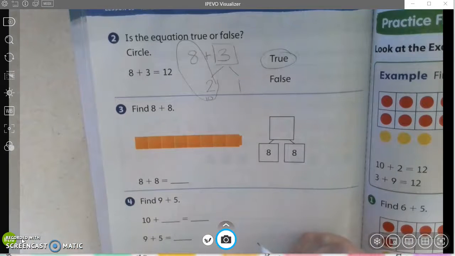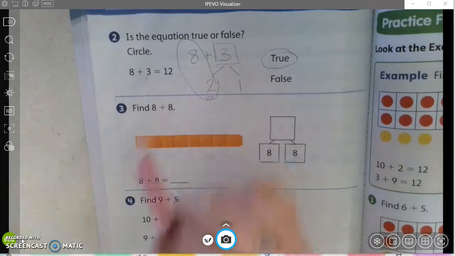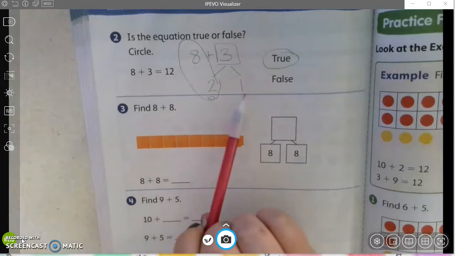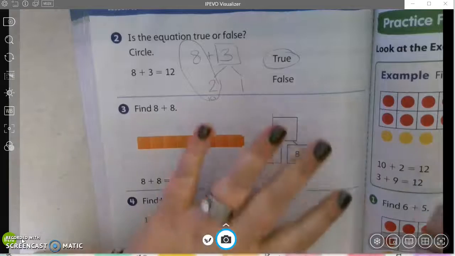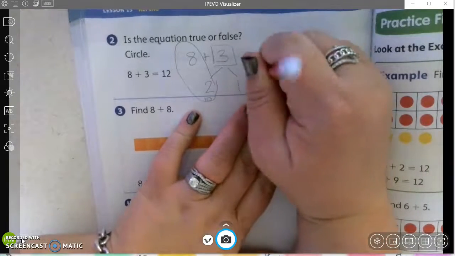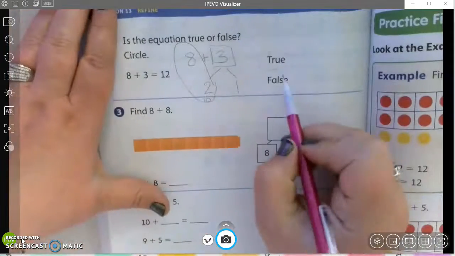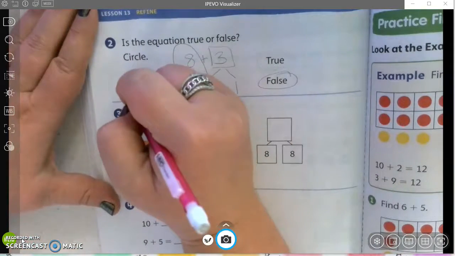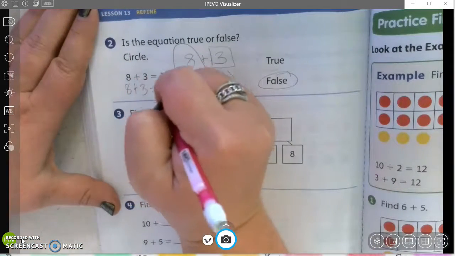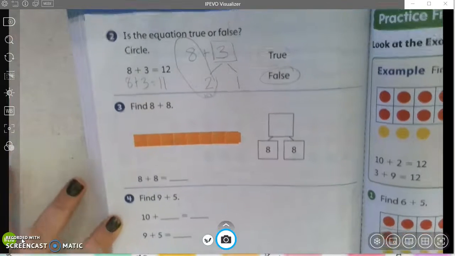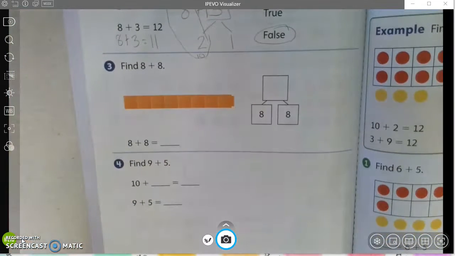and 1 more. Wait, what? It sure does not. Here's 10 and 1 more. 10 and 1 more equals 11. Mrs. Rentschler can totally add. 8 plus 3 equals 11. That's also why we check our work. Okay. Now that we know that 8 plus 3 does not equal 12.